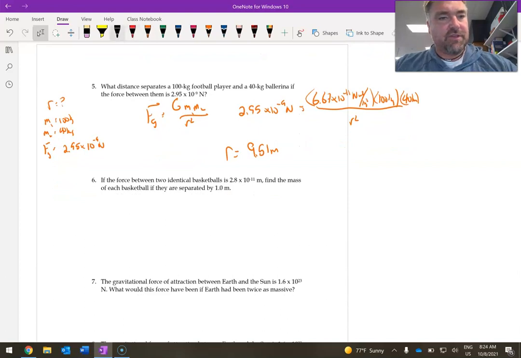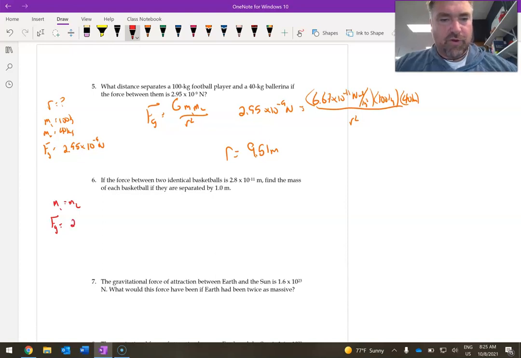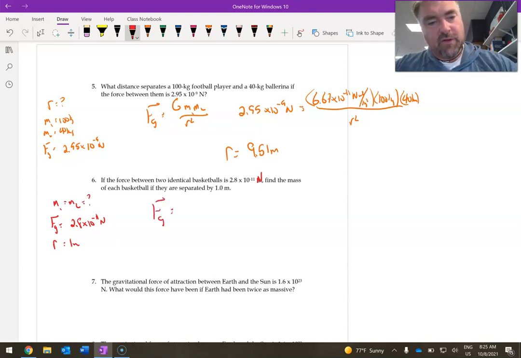Okay. Number 6, the force between two identical basketballs. So we know M1 is equal to M2, and we know the force of gravity is 2.8 times 10 to the negative 11th newtons. The units here were a typo; this should be newtons, my fault, so I'll have to go back and change that. And we have a distance of 1 meter. Now, M1 and M2 are my unknowns, so I'm going to use my force due to gravity: big G, M1, M2, all over R squared.